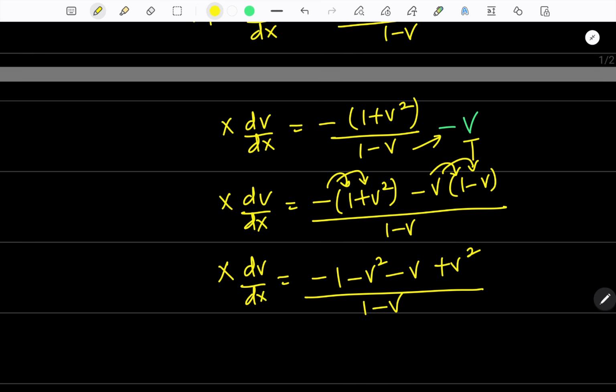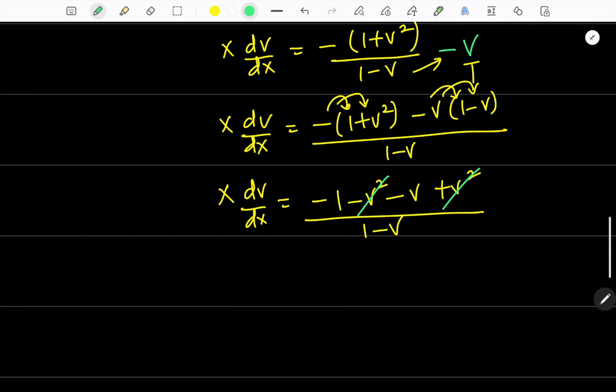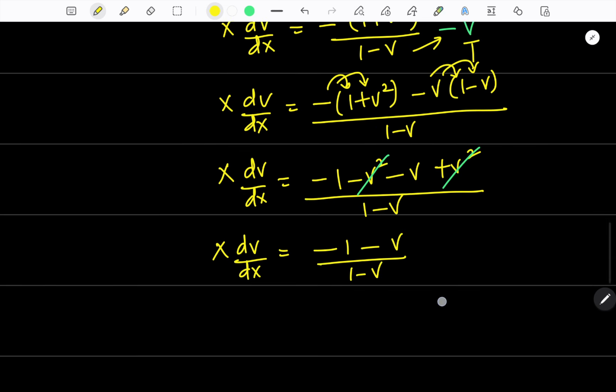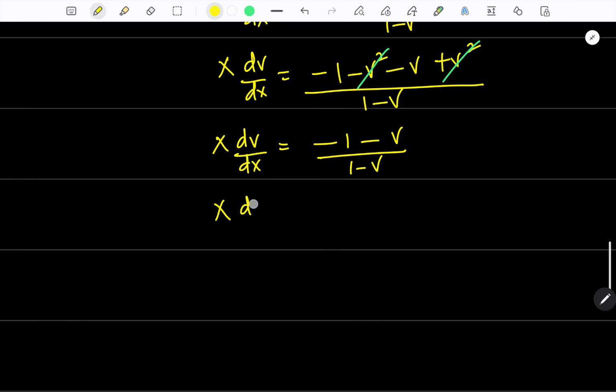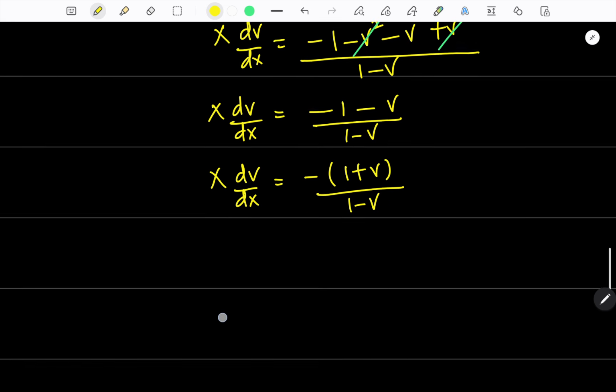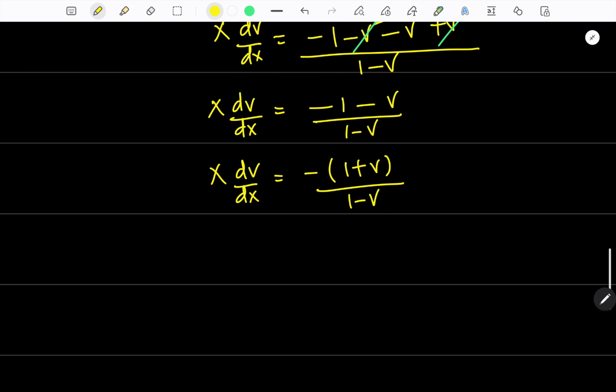Right, what happens now? v square gets cancelled. Plus v square minus v square. So finally we get an equation x dv by dx is equal to minus 1 minus v divided by 1 minus v. Right, so x dv by dx is equal to, let me take the common term, minus is out, so 1 plus v divided by 1 minus v. Right. Okay, now we have come to the stage where all the terms get simplified.